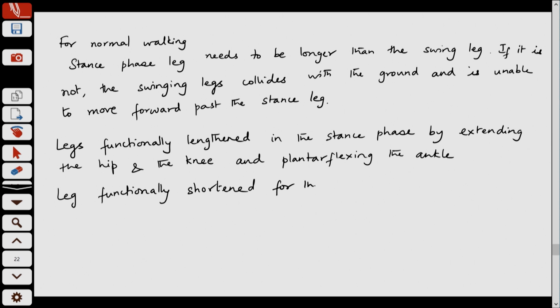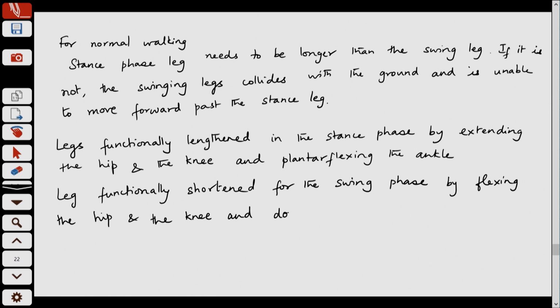For the swing phase, how is that happening? By you are flexing the hip, you are flexing the knee, and you are dorsiflexing the ankle. So, it is the exact opposite of the lengthening.